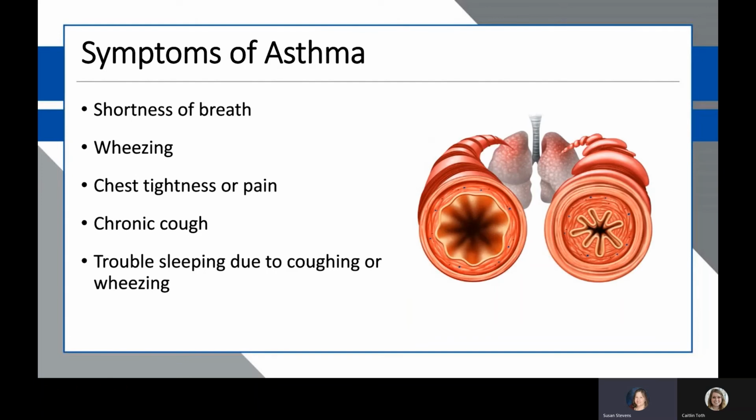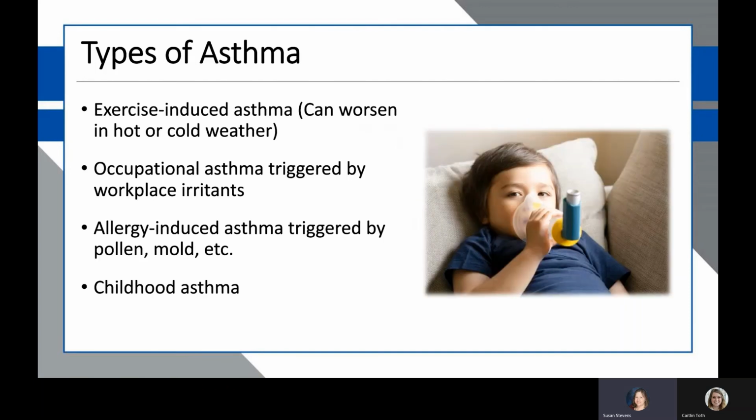Some of the symptoms of asthma include shortness of breath, wheezing, chest tightness or pain, chronic cough, and trouble sleeping due to coughing or wheezing. There are different types of asthma. There's exercise-induced asthma, and this can worsen in hot or cold weather. There's occupational asthma, triggered by workplace irritants. And allergy-induced asthma, triggered by pollen and mold. And there's children's asthma as well.